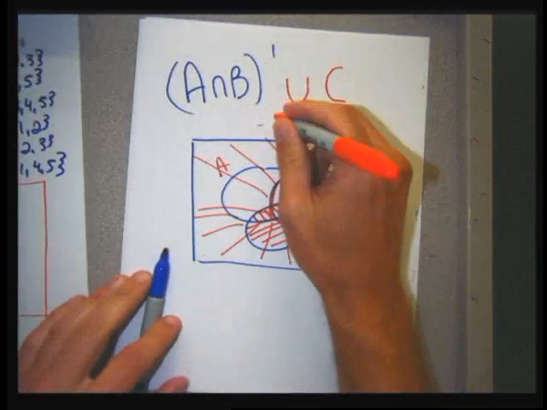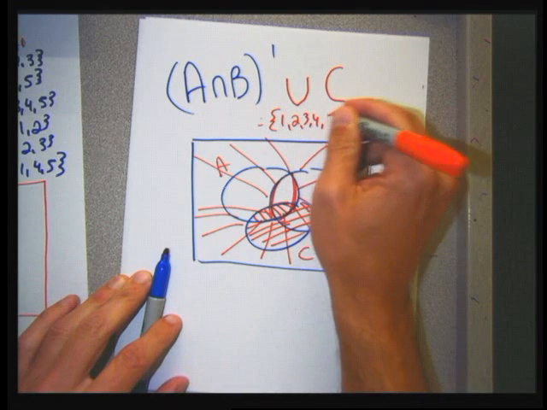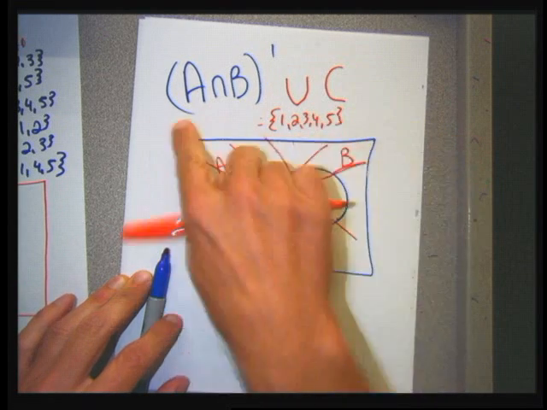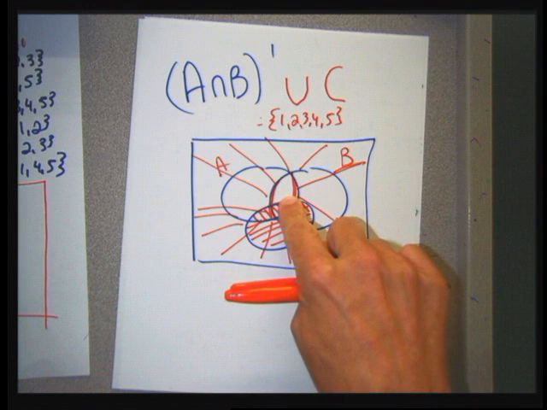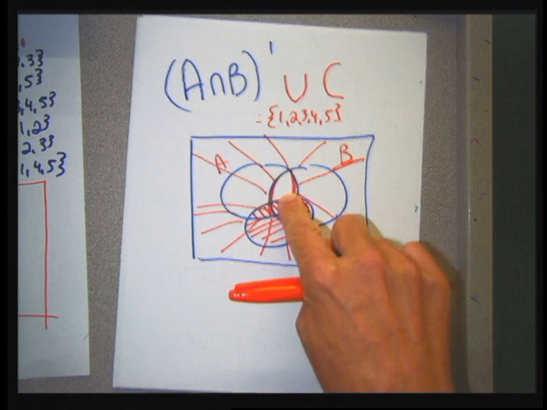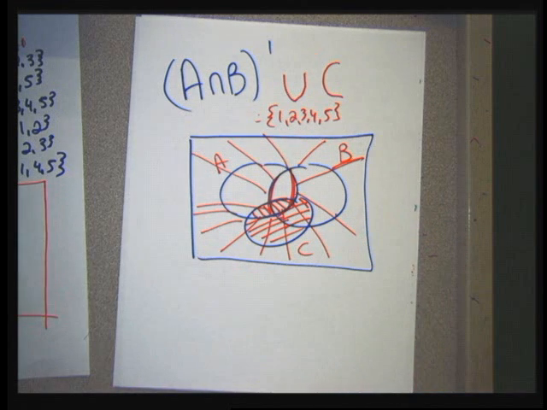3, 4, and 5. So the region, this is 1, 2, 3, 4, and 5, is because the only region that this graph is excluding is a region that doesn't have a number in it. Had I constructed the set so that there was a number right there, this answer wouldn't be the whole universe.